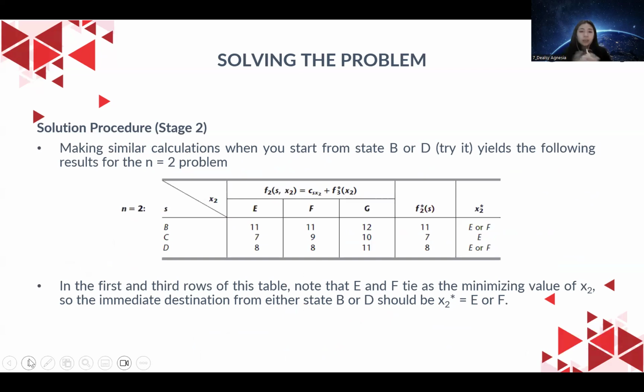Similar calculations are done for states B and D. For example, from state B, the traveler can go to state E or F, and both options have the same total cost of 11. So either choice is optimal. This flexibility allows the traveler to choose between multiple optimal routes.